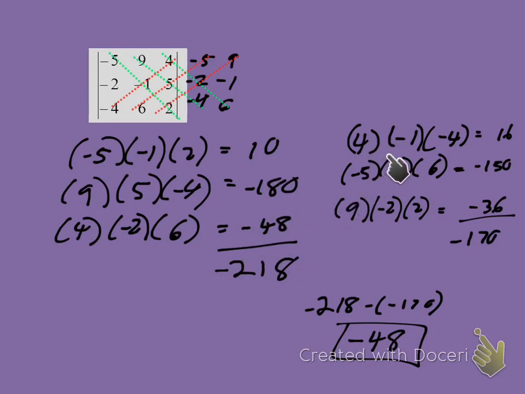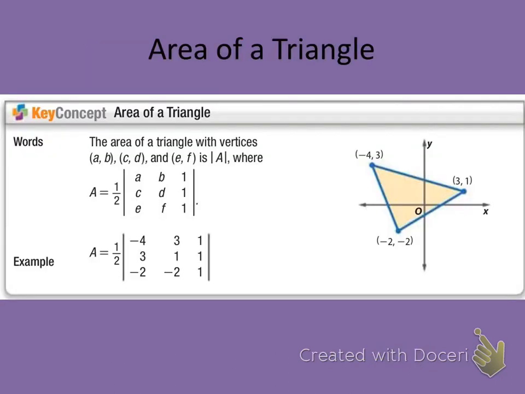Other side. 4, negative 1, 4 is 16. Negative 5, 5, 6 is negative 150. 9, negative 2, and 2 is negative 36. Add those up, you get negative 170. Negative 218 minus negative 170, negative 48. Now we're going to talk about one of them practical uses, and here it is.